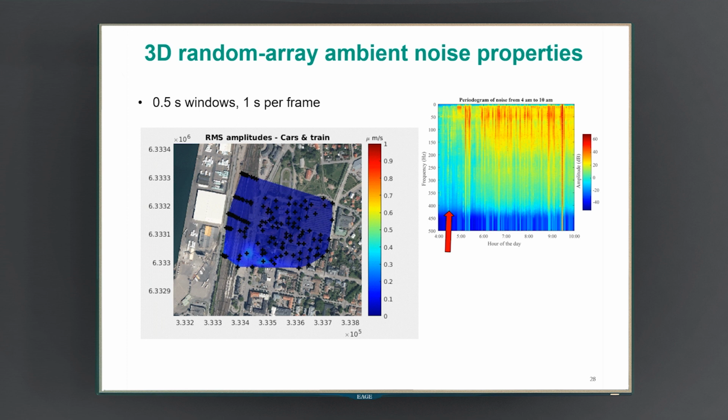What we have calculated here is the RMS amplitudes within half a second time windows, and we can monitor how the amplitudes change across our array. So we can see slowly in the southern part that a car is passing through the street, and then in the southwestern part, our train is coming in, going over our receivers slowly, continuing, and exiting along the train tracks.